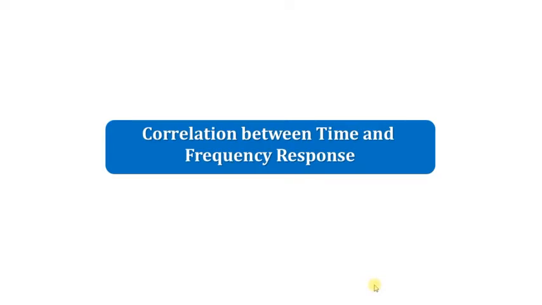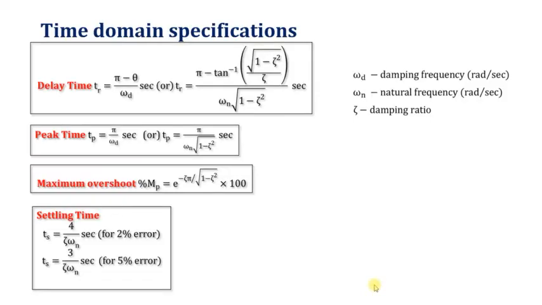I welcome everyone. In this video, we are going to discuss the correlation between time and frequency response. We know the time response and parameters like time domain specifications. The parameters are delay time, peak time, maximum overshoot, settling time. If we want to control a system by means of time domain response, we are going to take action. You may need to calculate these time domain specifications.